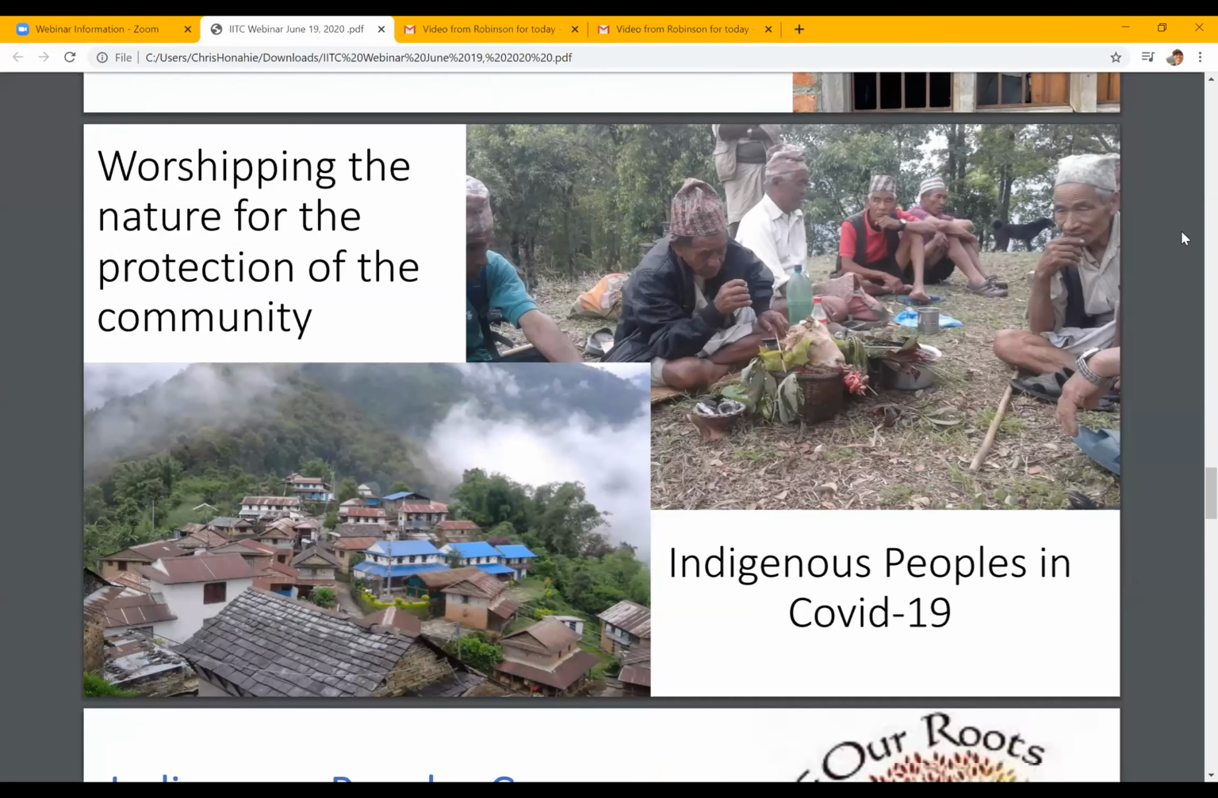So this is another picture that I just got, from yesterday. It's in our community, the Gurung community, where I have been working for many years. All the elders have gathered together, worshiping nature and collecting their efforts to protect their community from COVID and from any kind of illness or climate change disasters. Every time, they are being together, worshiping, connecting to their ancestors, and this has still continued.